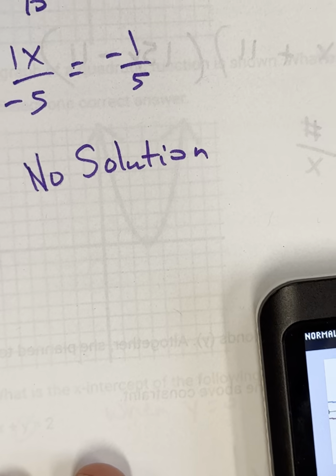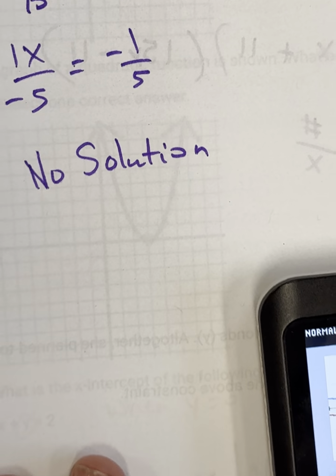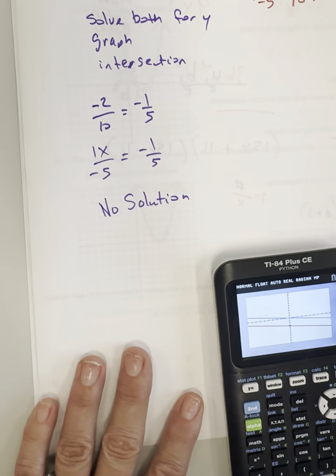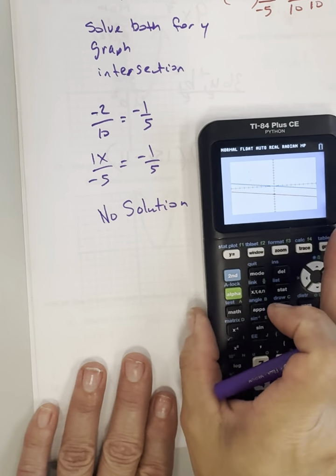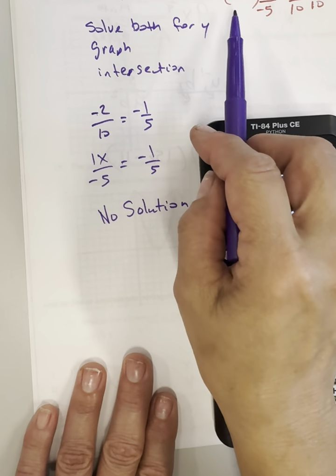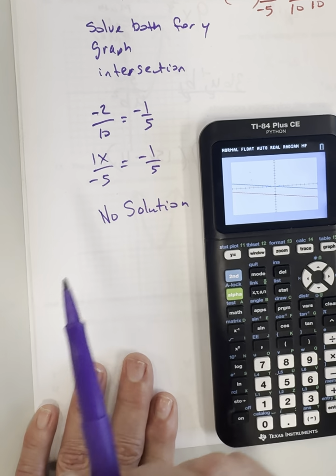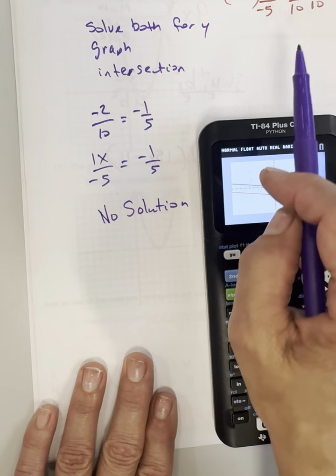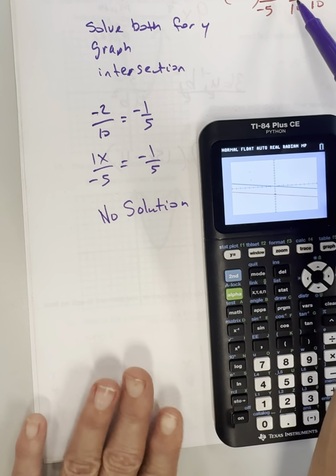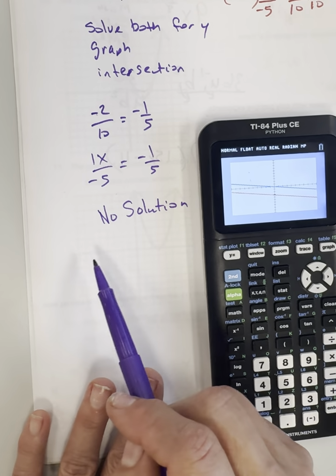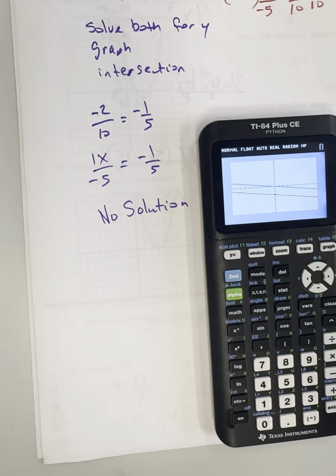Sorry about that. I had it too big. Okay, so I graphed them. I went ahead and took the 1x divided by -5. That gives you -1/5. -2x divided by 10. That reduces to -1/5. So therefore, since they have the same slope, they will never intersect. So your answer is no solution.